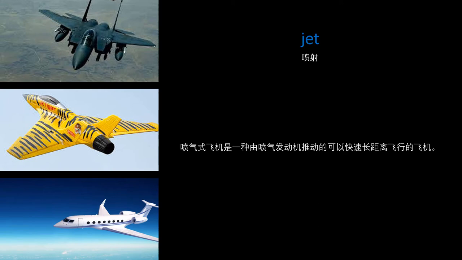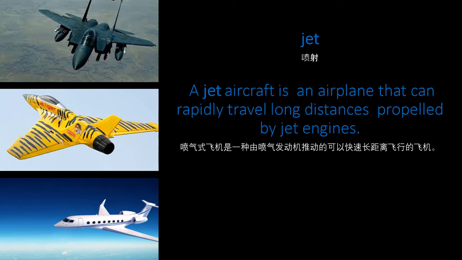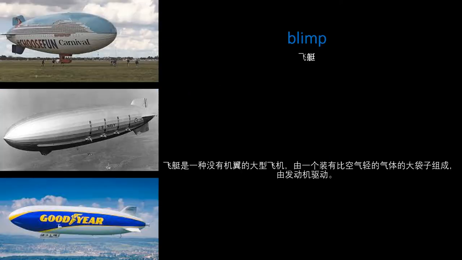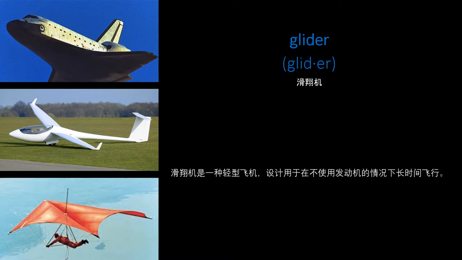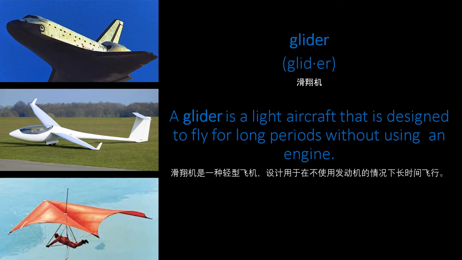Jet. A jet aircraft is an airplane that can rapidly travel long distances propelled by jet engines. Blimp. A blimp is a large aircraft without wings consisting of a large bag filled with gas that is lighter than air and driven by engines. Glider. A glider is a light aircraft that is designed to fly for long periods without using an engine.